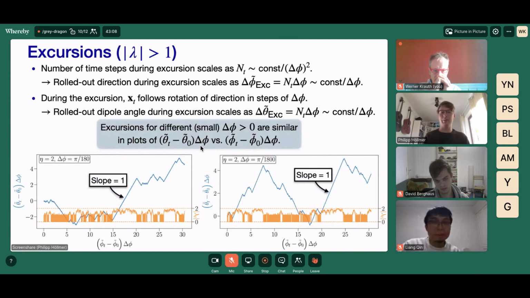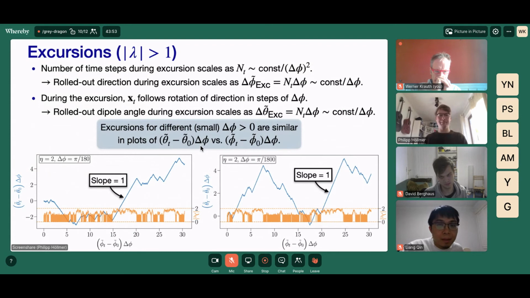And from this, we can say that if we now consider different values of small delta phi, which we assume to be bigger than 0, they become similar if we plot the change of the dipole angle versus the change of the direction, but scale both axes by this delta phi. In the plots down here, on the left I show you a plot where we chose delta phi to be 1 degree, and on the right it's 0.1 degree. And I scaled both axes by this delta phi. You can see that in both plots, the excursion looks very similar regarding the length, for example. And also, we now understand that in these plots, the slope of the positive direction of the dipole angle is just 1.